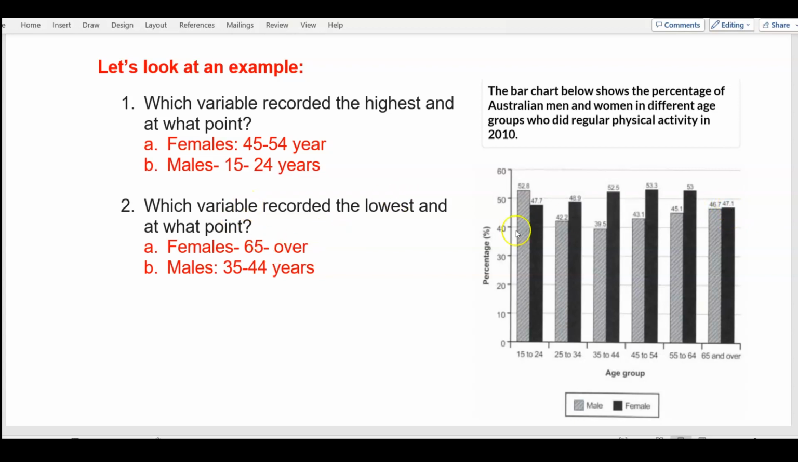So they recorded their lowest number above 65 years. When they are 65 years and over, that's when they recorded their lowest number. The lowest number for the males was actually recorded between 35 and 44. Those between 35 and 44 were the least when it comes to the males. They recorded the lowest percentage. All right, so we've been able to get all these points down. Let's go to the next question.